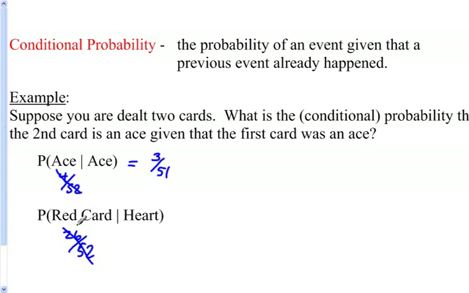So I have to remember, a heart is a red card. There are not 26 red cards left. There are only 25 red cards left in the deck. And there are not 52 cards because I have one of the hearts in my hand. There are now 51. So conditional is knowing something already occurred and then calculating a probability.